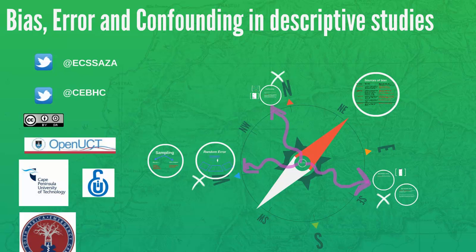So we study bias, which is deviation from the truth, deviation from validity. Error, which we can say is just findings due to chance. And this thing called confounding. We're going to be going through each one of these in this lecture.